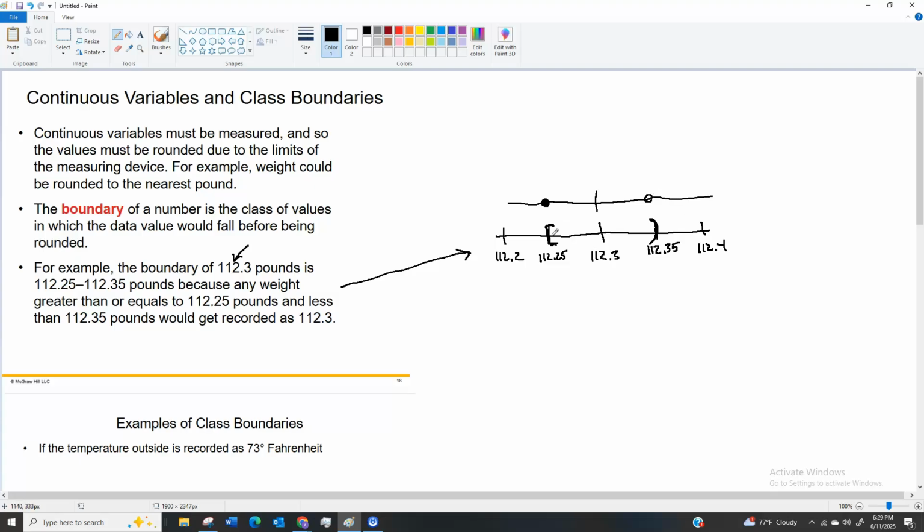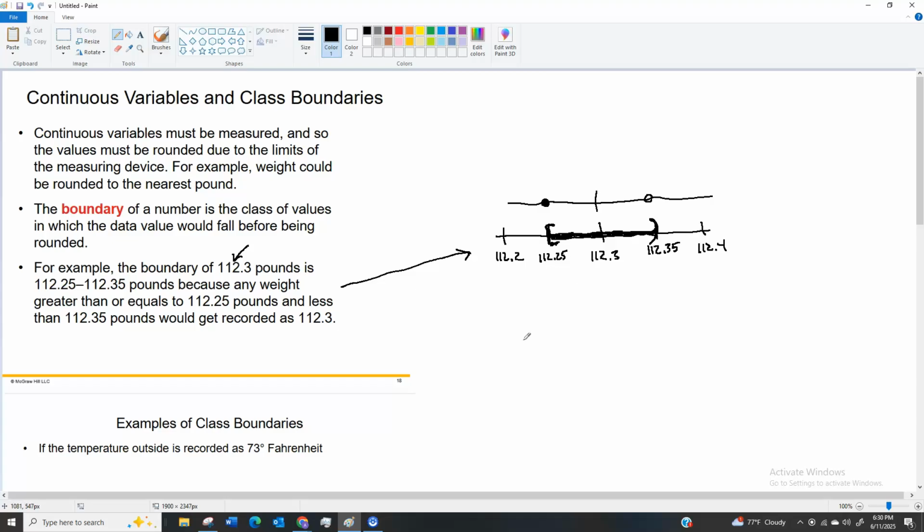So anything that is at 112.25, you would record that as 112.3, all the way up until you get to 112.35, then you would stop. Okay, so those are considered the boundary values. They're like the changing points for the decision. At what point do we stop calling it 112.3? And you'll notice that these go out one more decimal point, and it adds on a 5 typically.